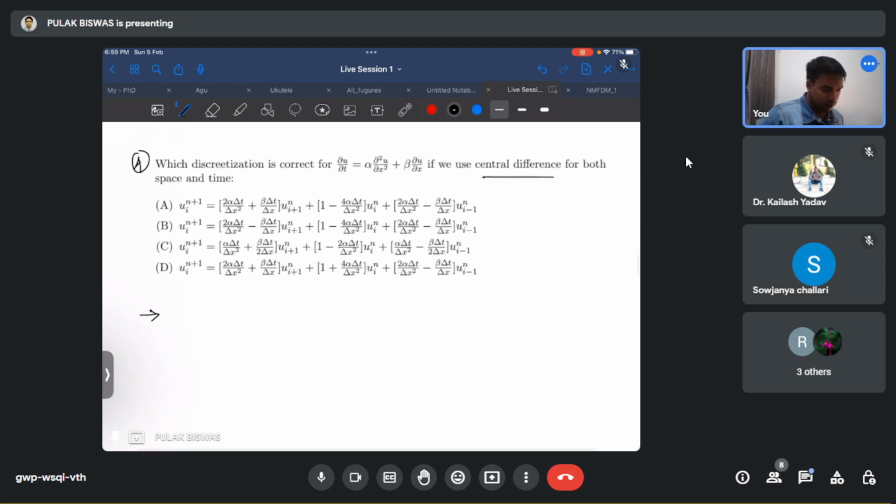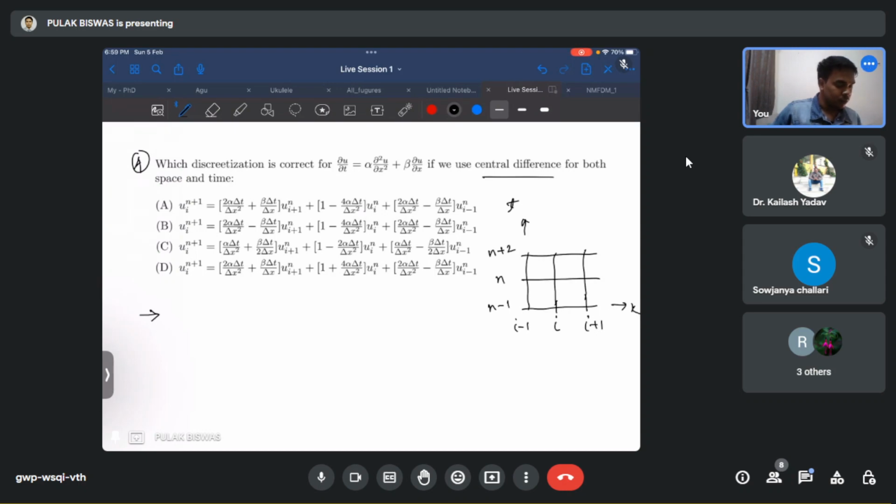So if you try to do it, you can represent it like this. Maybe the grids are like this. For spatial location, maybe this direction is x, and we represent with i. This one will be i plus 1, i minus 1, and for time we may represent in this direction. So this is n, n minus 1, n plus 1.